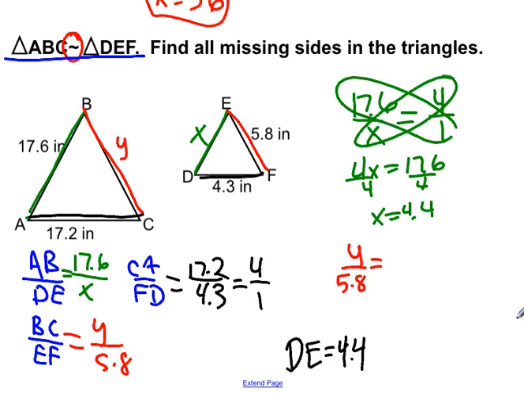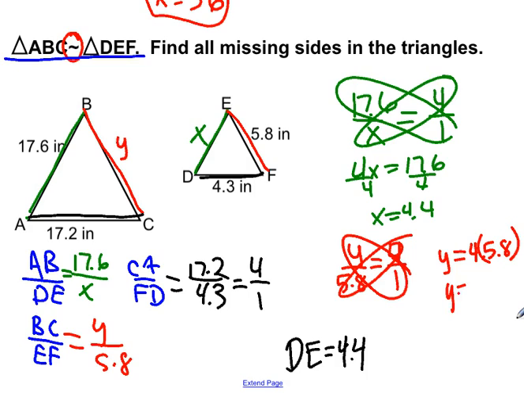that one also equal to 4 to 1. Cross multiply and solve. We get y equals 4 times 5.8, and y equals 23.2. So y is talking about BC. BC equals 23.2.